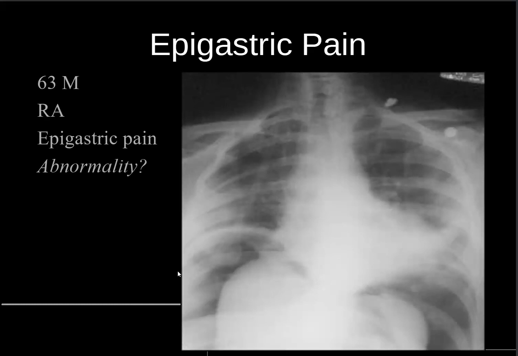What we're seeing is a huge amount of air underneath the diaphragm. So this is air under the diaphragm, which means that the patient has perforated a hollow viscus, probably stomach or duodenum. Patient's got rheumatoid arthritis or might be on steroids, or actually NSAIDs, which increase the risk of perforation. Next patient. Sorry, these are arrows showing the hemidiaphragms.